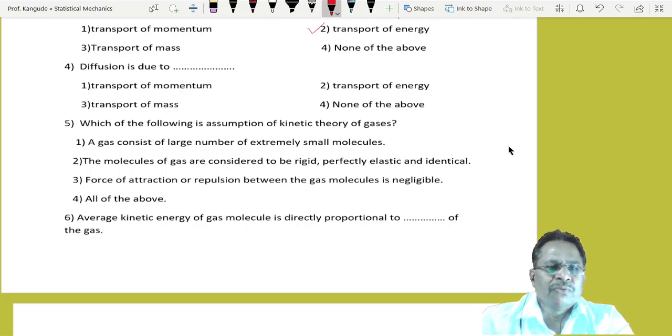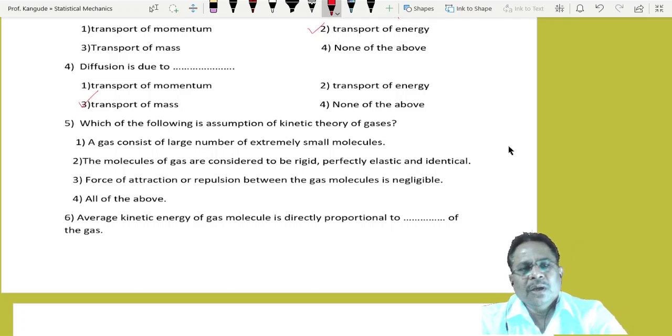Then question number 4, diffusion is due to transport of momentum, transfer of energy, transport of mass, and none of the above. Of course, molecular mass gets transported from one location to another, or from one layer to another layer of a liquid, in a non-equilibrium condition. That phenomenon is nothing but diffusion, and it takes place because of the transport of mass.